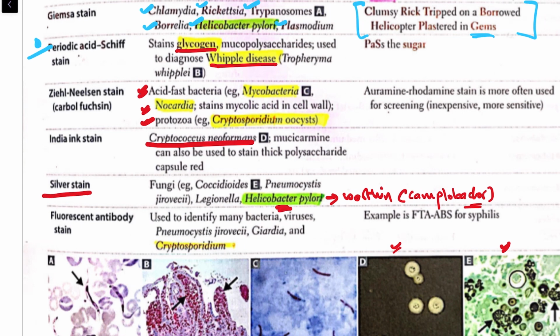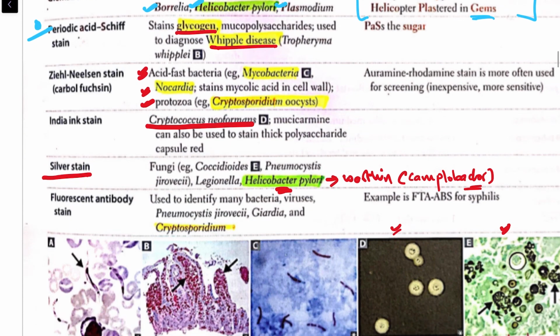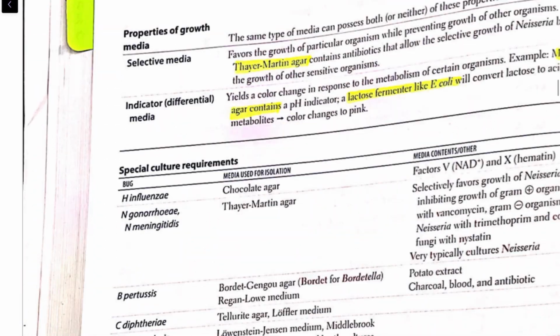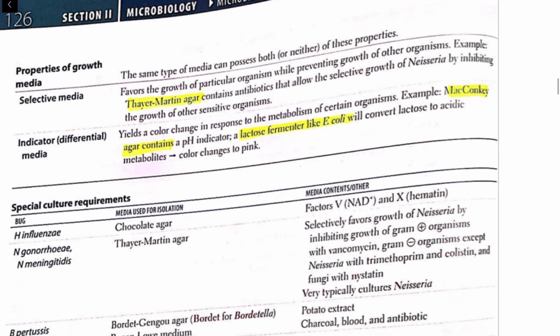Fluorescent antibody stain. It is used to identify bacteria, viruses, Pneumocystis jirovecii, then Giardia and Cryptosporidium. Example is FTA-ABS, which we use in syphilis. Okay, stains are done. Now let's do growth. Then growth media.